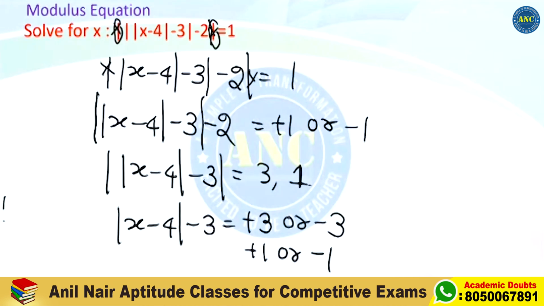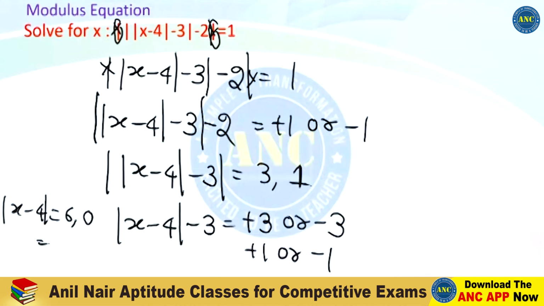So these are nothing but mod of x minus 4 equivalent to 3 plus 3, 6. These are nothing but 0. These are nothing but 1 plus 3, 4. Minus 1 plus 3, it is 2. From there you will get the values. Idea is clear, right?